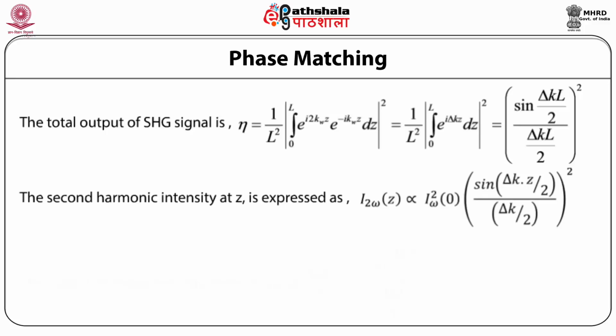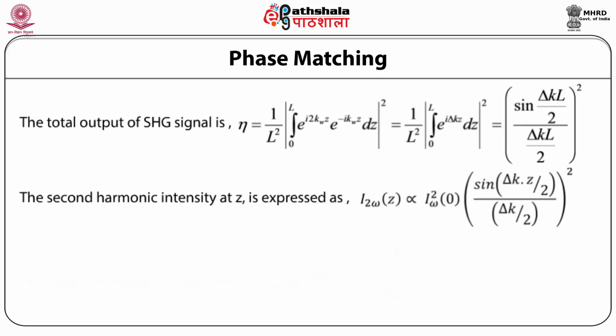and the second harmonic intensity at z can be expressed as I 2 omega directly proportional to I omega 0 square times [sine (delta k z by 2) divided by (delta k z by 2)] squared, where I omega 0 is the incident intensity, so the maximum intensity is achieved for identical phases.